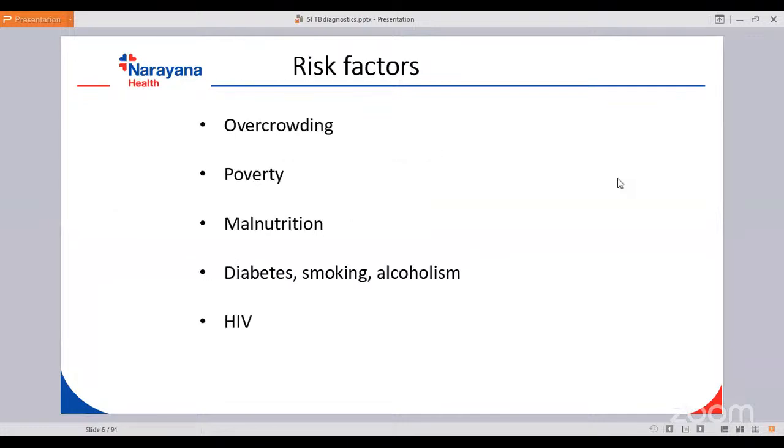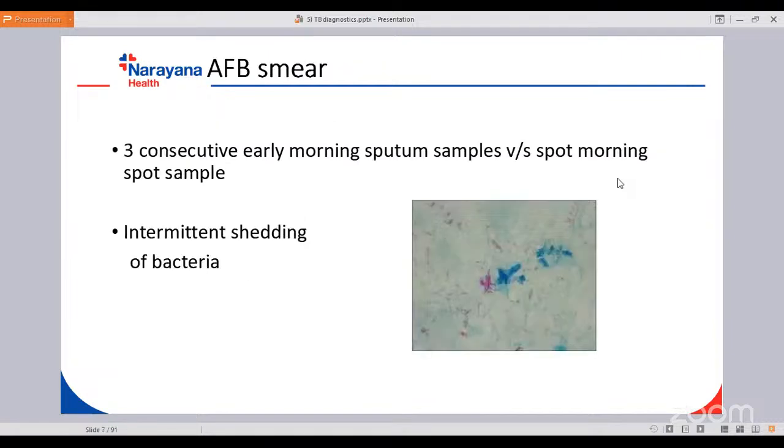What are the risk factors? Overcrowding, poverty, malnutrition, diabetes, smoking, alcoholism, HIV. Things are not going away anywhere, and therefore this disease is here to stay.